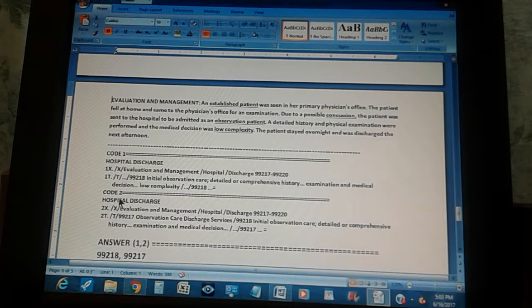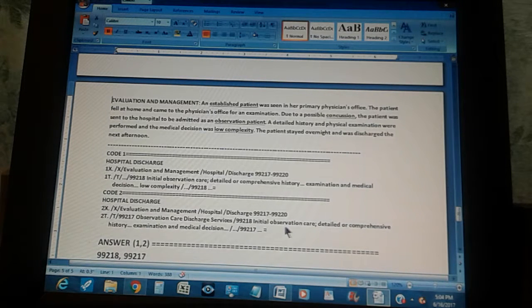For the second code, the keywords are also hospital discharge, and in the index it is found like this. First you go to index. You start with evaluation and management. You start with hospital. Then you go to discharge, which gives you the same range as before, and now we're going to go one by one. First you go to tabular. You start with 99217. That's observation care discharge services, which is exactly what we need, right? The discharging from the observation. But let's just check the second one.